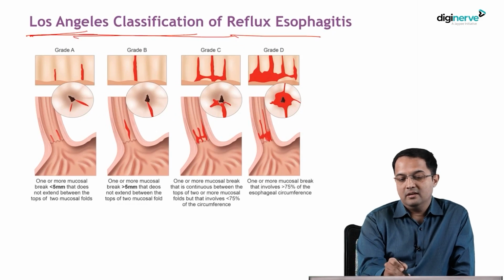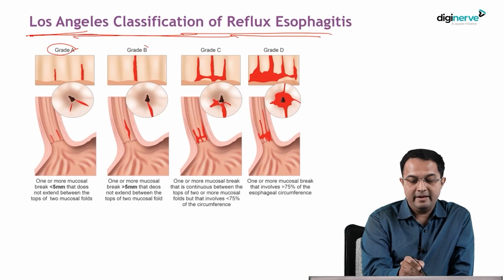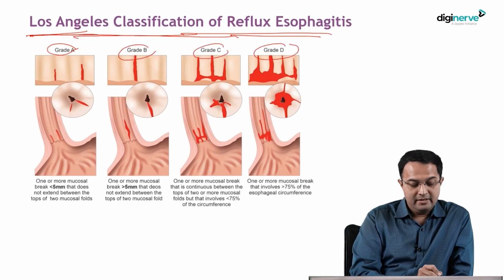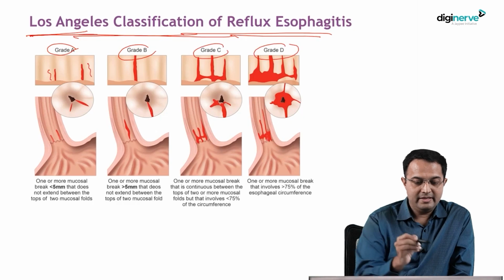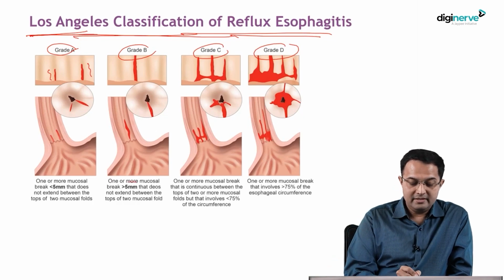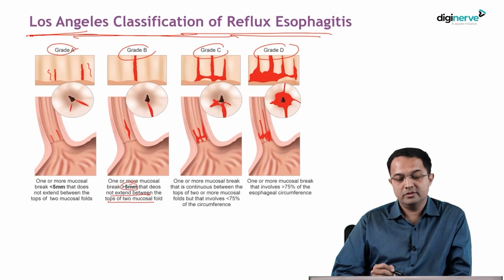So how do we classify reflux esophagitis? It's classified as grade A, grade B, grade C, and grade D. What is grade A? There are one or more mucosal breaks that are less than 5 mm. You can see the mucosal break is less than 5 mm. It doesn't extend between the tops of two mucosal folds. What is grade B? In grade B, the breaks are more than 5 mm, but the rest remains the same. It does not extend between the tops of two mucosal folds.